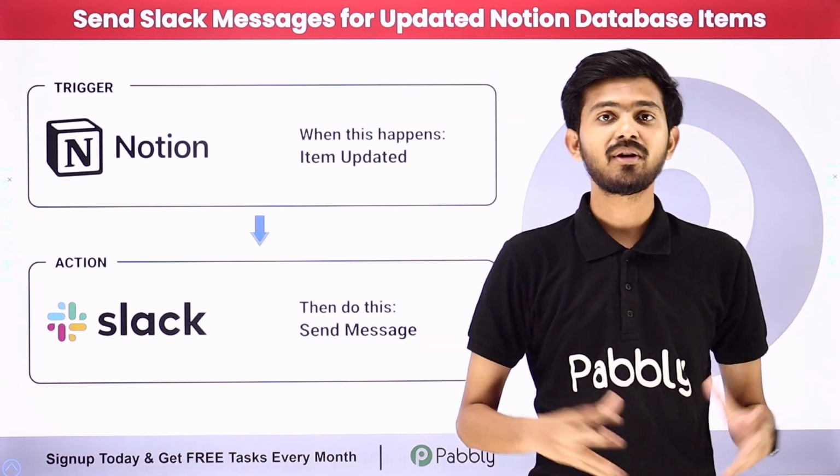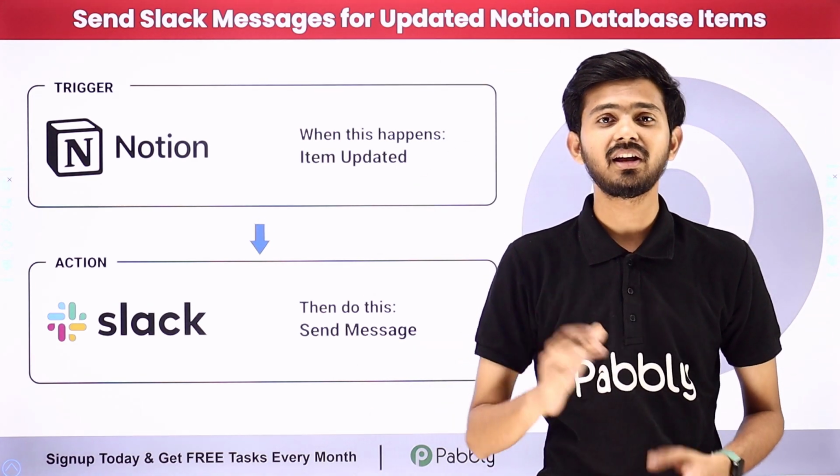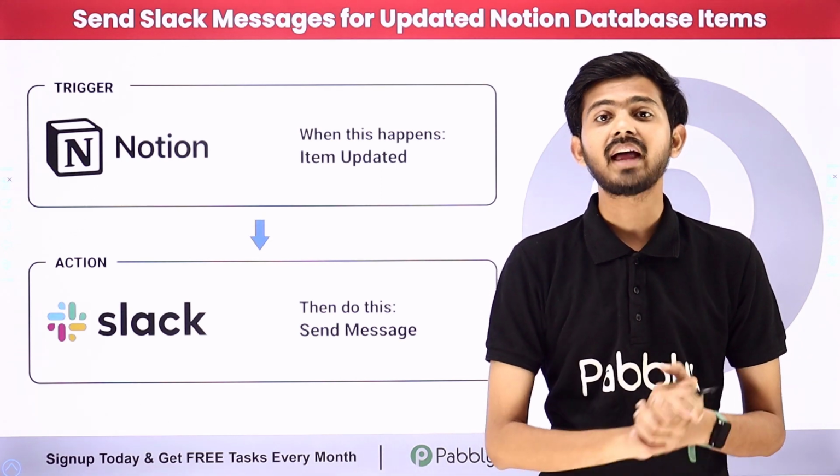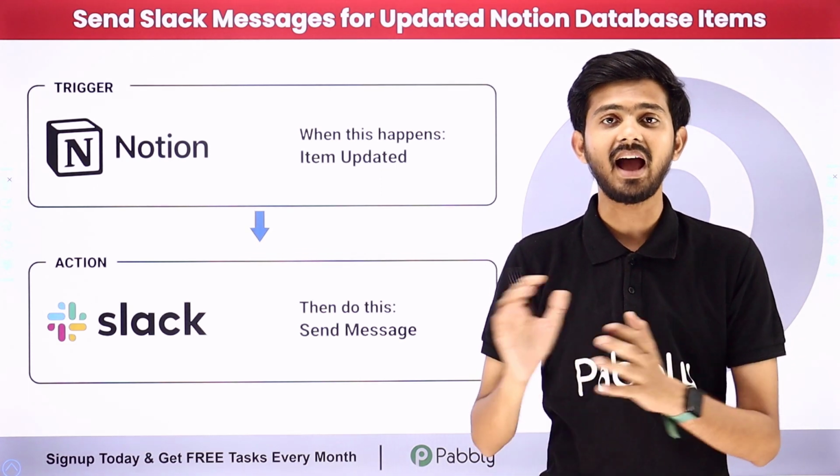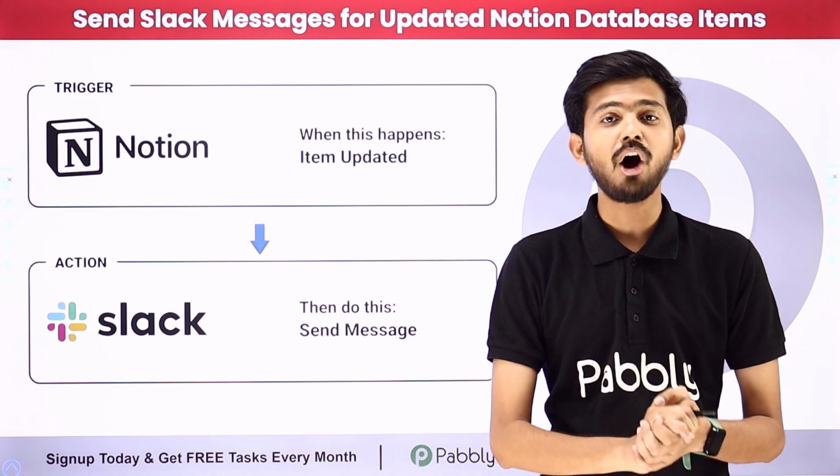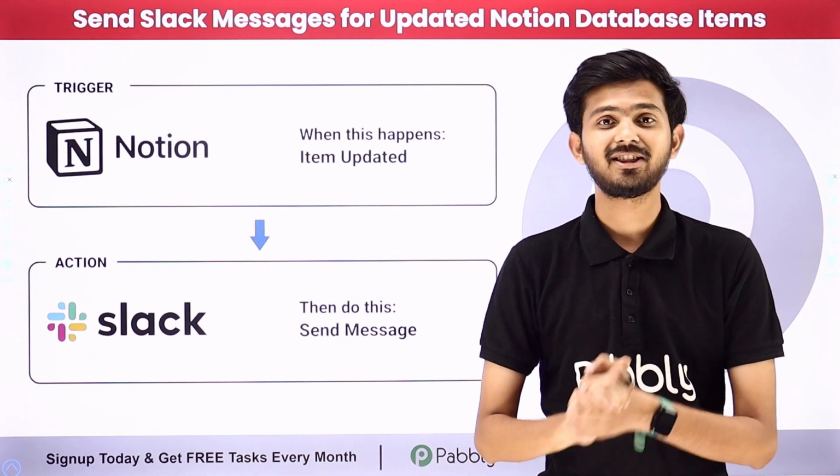Today our topic is how to send Slack messages for updated Notion database items. So here my objective is that whenever I update an item in my Notion database, I automatically capture the details of that item and use them to automatically send a message on my Slack channel.